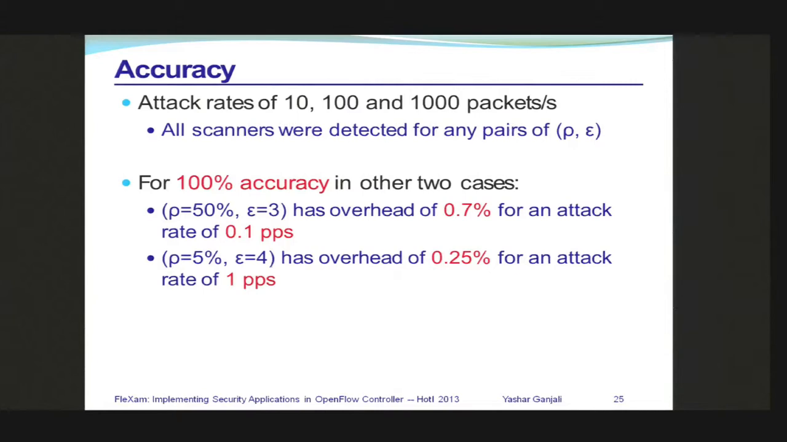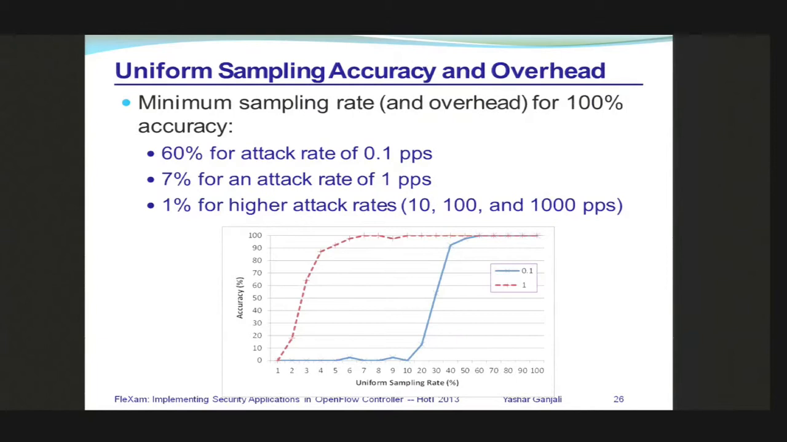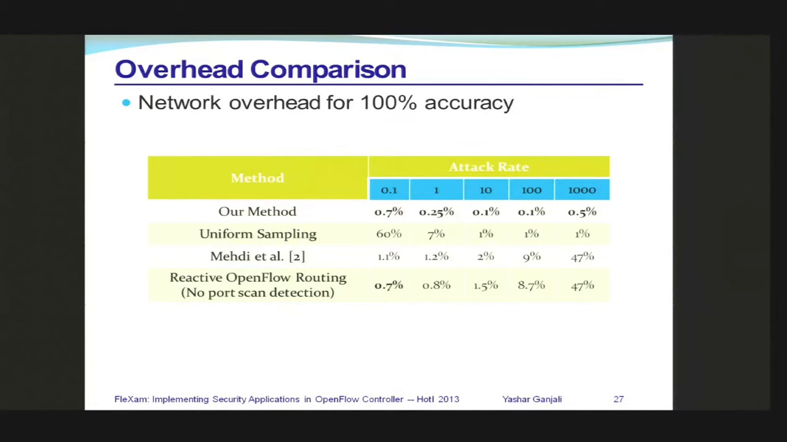So just to compare, if I had to uniformly sample rather than eliminating elephant flows, for the attack rate of 0.1 and 1, I would have needed 60% load and 7% load in the entire network. And to compare with other methods, this is the load in our scheme for different attack rates. Uniform sampling load varies between 60% as the attack rate goes up, since you can sample with a smaller rate. 1% is the load in the network.